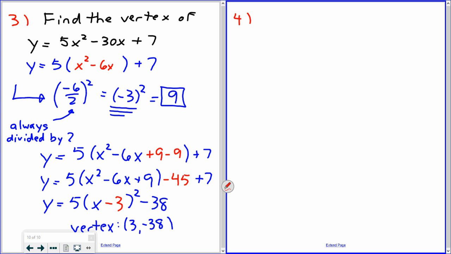Here we go. 4 is going to be find the vertex of. And I'm not doing fractions yet. Find the vertex. y equals 2x squared minus 28x plus 1. Okay? So try this one, and then I'll throw a few questions on the board to finish up for the weekend, okay?